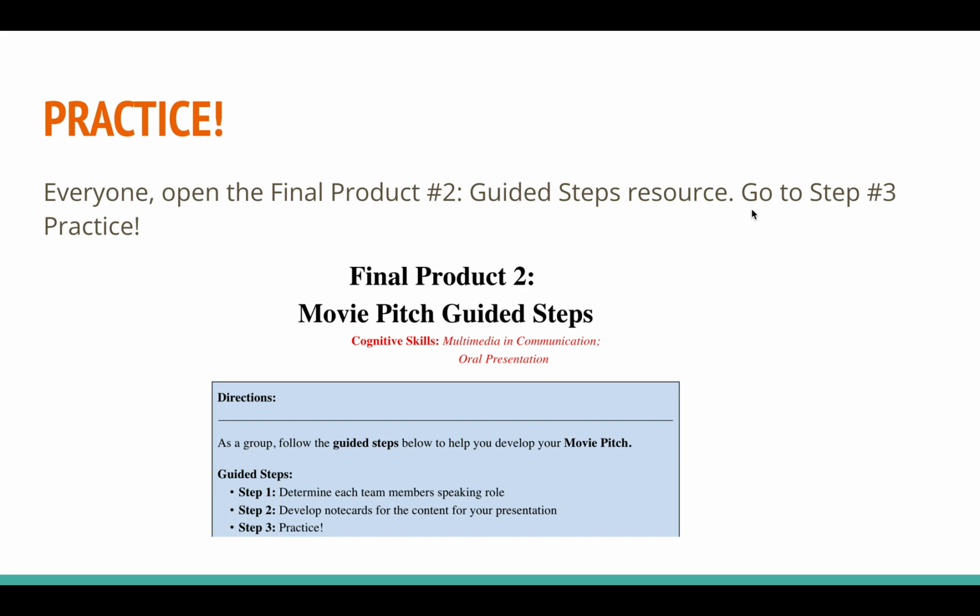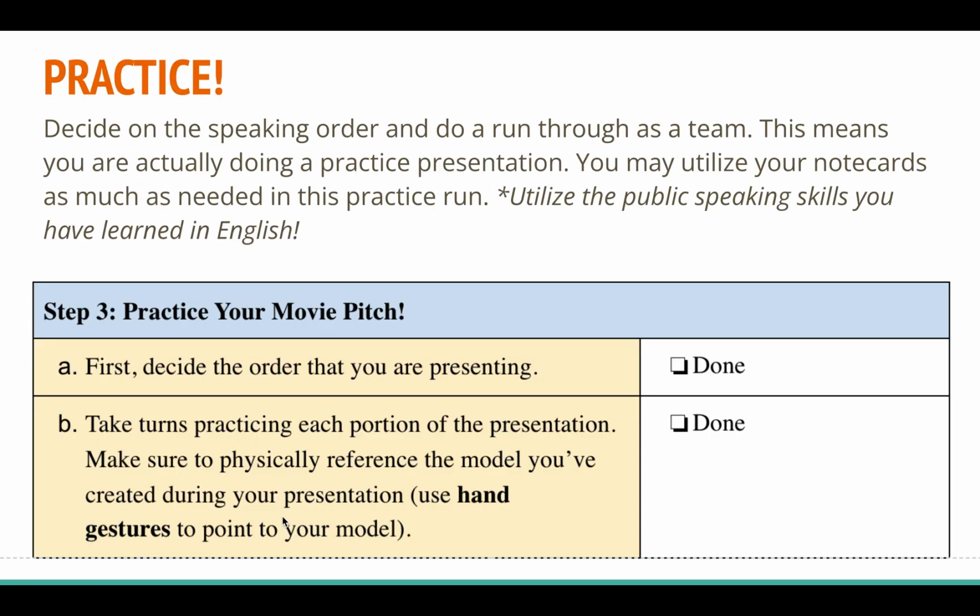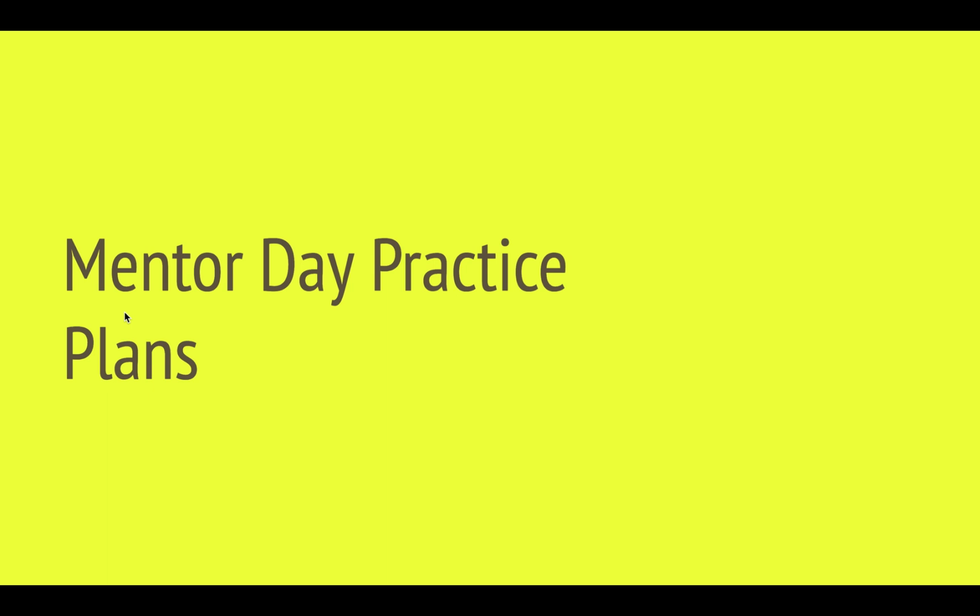So today what I want you all to do, just within your group, is step 3 in the guided steps resource. You are deciding who's in what order, right? And then you're going to take turns practicing your part. Make sure that you are practicing PV legs right now. While you are presenting just in your table group, stand up during your part. Make sure you're using those hand gestures to point to your model if needed. So utilize those public speaking skills that you've been learning in English class, okay?